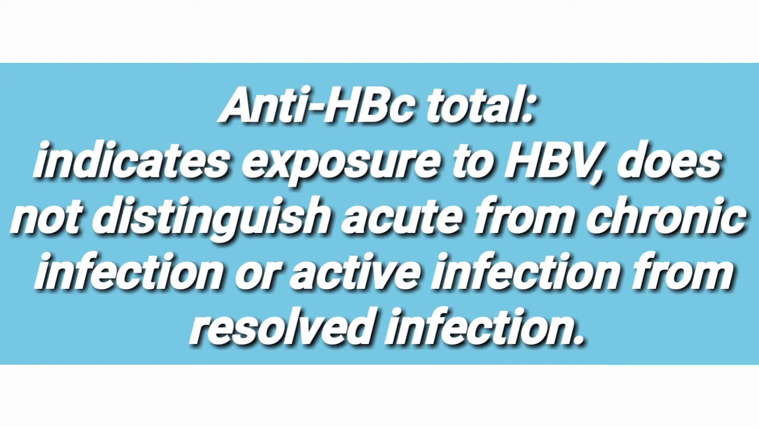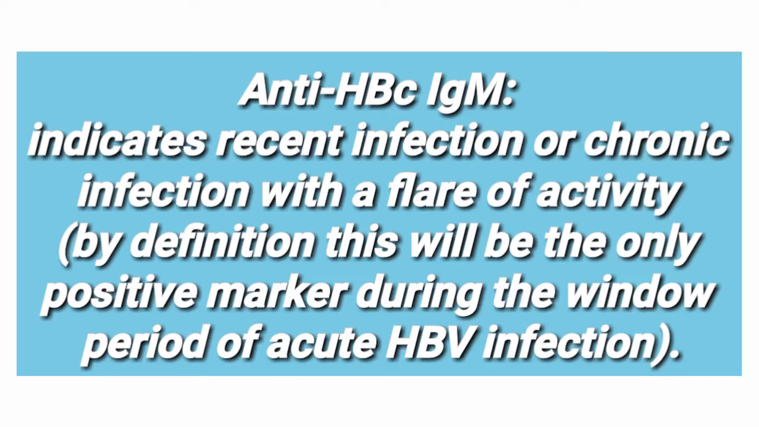Next is the anti-HBc total, that is the antibodies against the core antigen. The total antibodies tell us that the patient has been exposed to hepatitis B virus, but it cannot differentiate whether the patient is having acute infection or chronic infection. The antibodies against the core antigen that are IgM antibodies are very important because these are the only serological marker that is positive during the window period, and it tells us that the patient is having acute infection. If this antibody is positive, this means the patient is having acute infection.